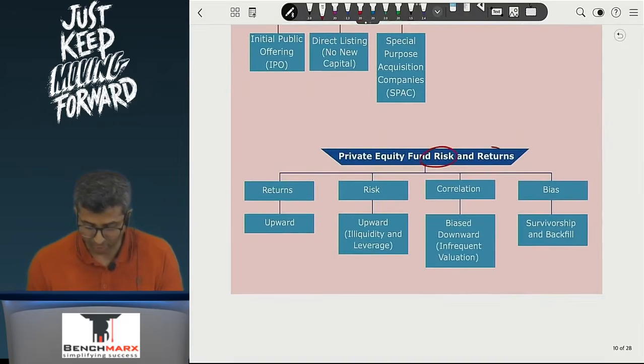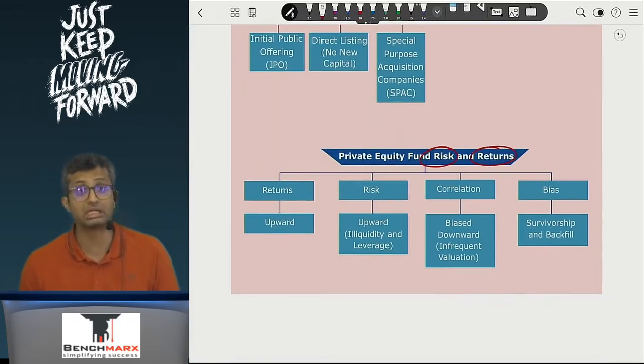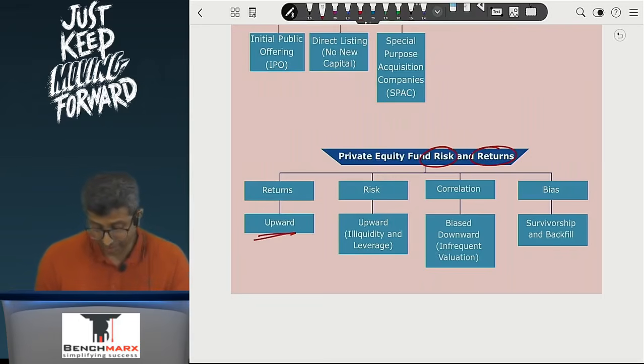When you look at private equity fund risk and returns, the returns are usually high, but the risk is also high, primarily because of the illiquidity and because of the leverage that is possibly there.